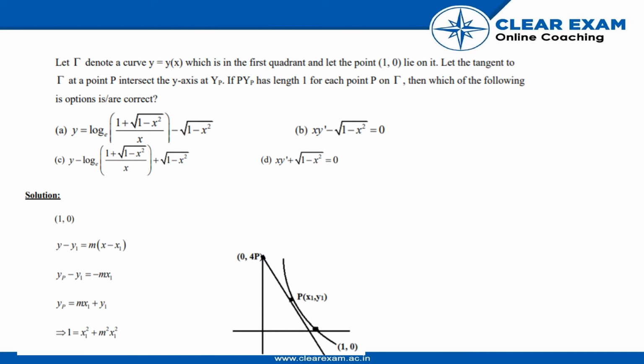Let tau denote the curve y = y(x), which is in the first quadrant, and let the point (1, 0) lie on it. Let the tangent to this curve at a point P intersect the y-axis. So this is the tangent to the curve, and it intersects the curve at P.